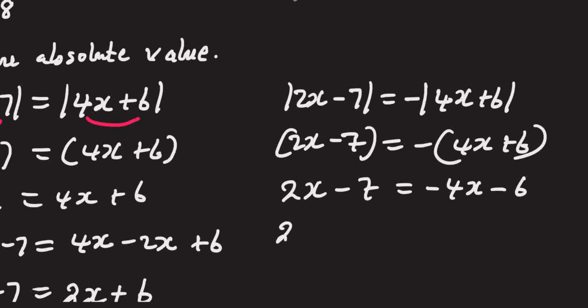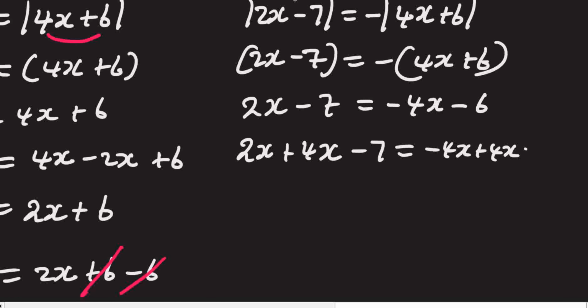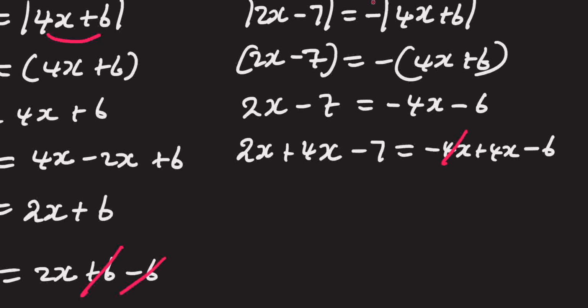So at this point, we can add 4x to both sides. So this will become 2x plus 4x minus 7 is equal to negative 4x plus 4x minus 6. So negative 4x plus 4x is 0, and 2x plus 4x is 6x minus 7 is equal to negative 6.